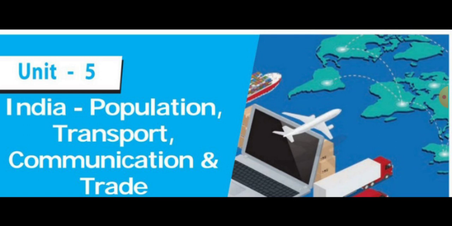What are the three means of transport? Excellent. Land, water, air. Then from land, three ways are there. What are the three ways of land? Very good. Roadways, railways, pipeline. What are the two ways of water? Inland waterways, ocean roads. Then what are the two ways of air?